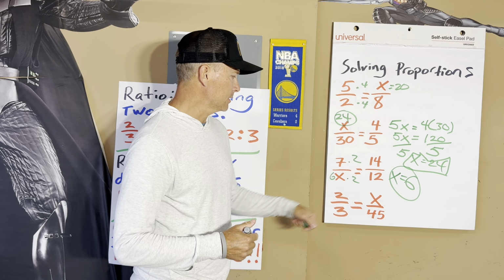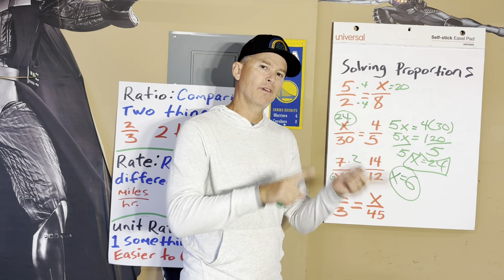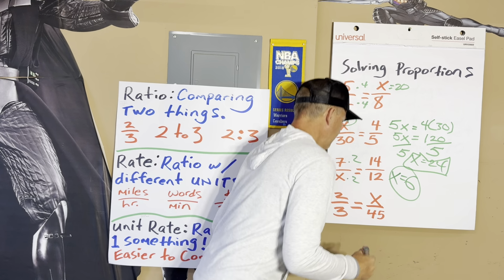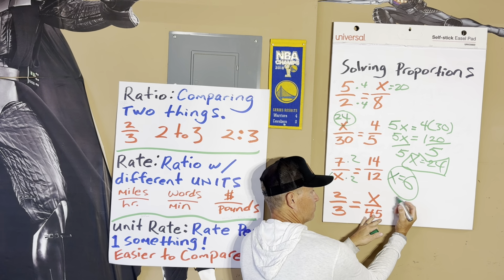All right. I'm going to do this last one, cross product. I want you to do it as well. This times this equals this times this. Do the variable on the left side first. Okay. So this times this equals this times this. So this times this is written 3x.